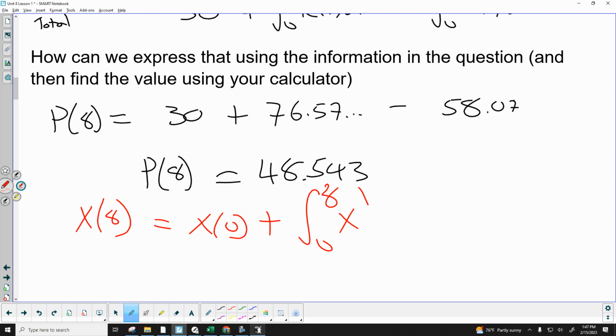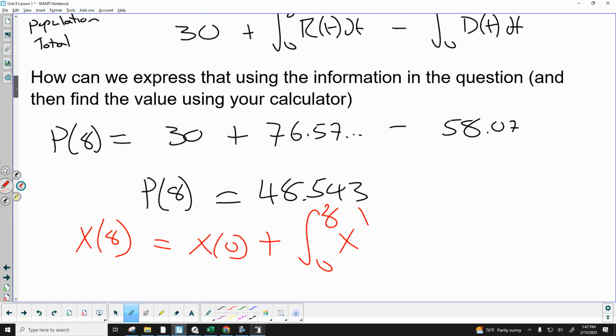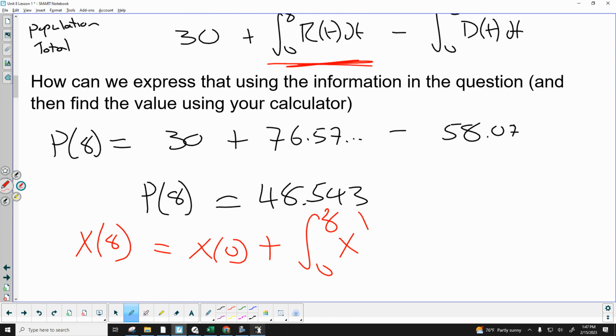right? It looks a little different though. Why does it look different? Because we use two velocities. We have a velocity in and a velocity out. Well, I'm going to show you how I can create this answer, 48.543, using this exact same kind of format. One integral, one initial. We've done this before. It's just showing up and looking different.